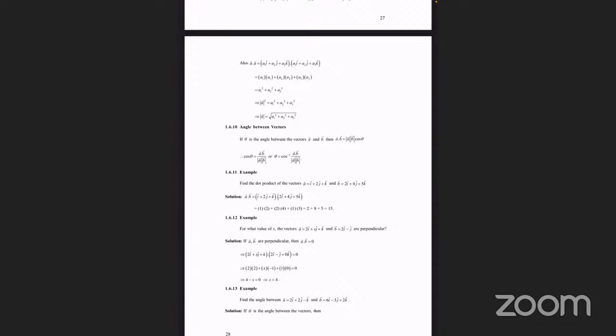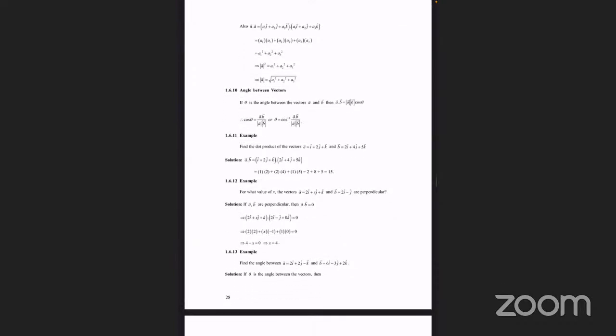So if you see the example 1.6.11. Find the dot product of the vectors. Two vectors are given. We have to find the dot product of that one. So A dot B is equal to, first write the vector A, then put the dot sign and then write the vector B.